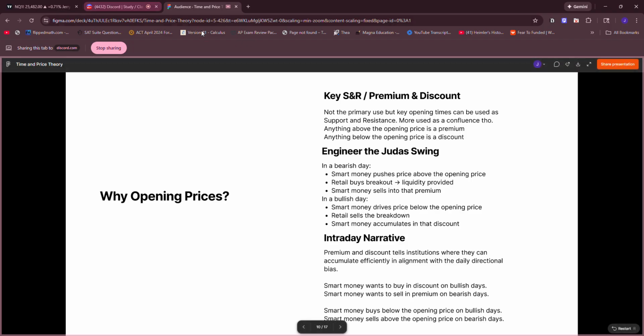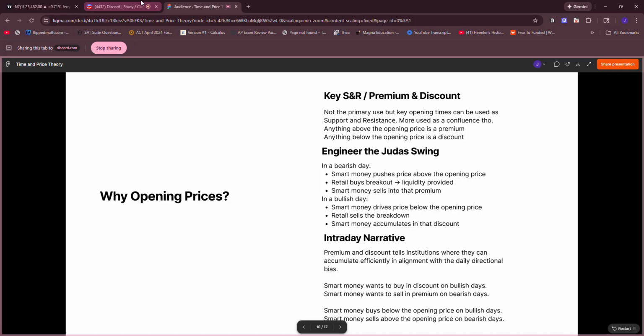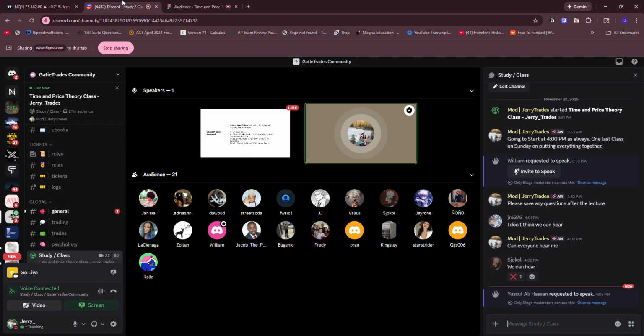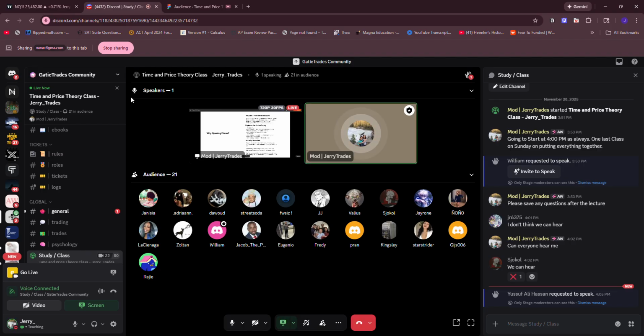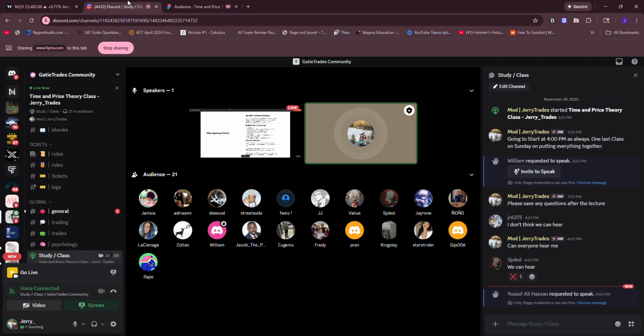So why do we use opening prices? They're a key support and resistance line, and they're also used primarily for premium and discount, right? Not the primary use, but key opening times can be used as support and resistance. Usually it's very key at 8:30. 8:30 is probably the most important one, but I use it more as a confluence. So if I'm in a trade and let's say we sweep liquidity and bounce off the 8:30 open, that's more of a confluence.